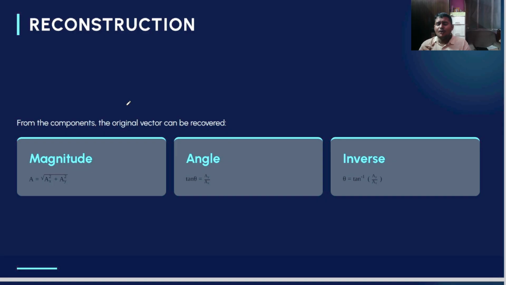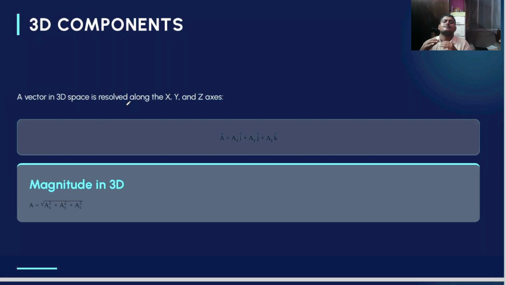From the resolution of a vector, we can also reconstruct the vector from its components. The magnitude of the vector A equals root over ax square plus ay square, and the angle is given by tan theta equals ay by ax, where theta can be derived using the inverse relation, theta equals tan inverse of ay by ax. A vector in 3D space is resolved along the x-axis, y-axis and z-axis and is represented as A vector equals ax i cap plus ay j cap plus az k cap. The magnitude in 3D is A equals root over ax square plus ay square plus az square.